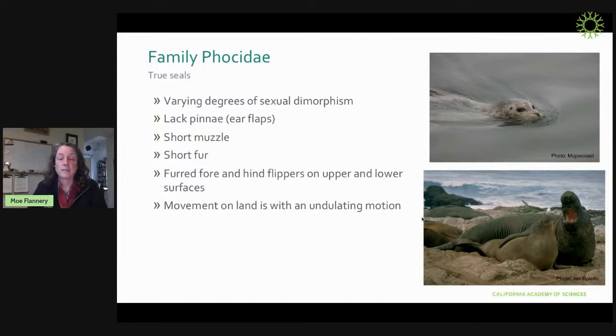They have short muzzles for the most part and short fur, and their foreflippers and their hind flippers are furred on both the top and the bottom. And we'll get into more details on that in a minute. But remember, the otariids had a bare palm on the bottom of their foreflippers. And the phocids can't rotate their hind flippers the way that otariids can. They kind of move along the land with an undulating motion, kind of like an inchworm, but much bigger.